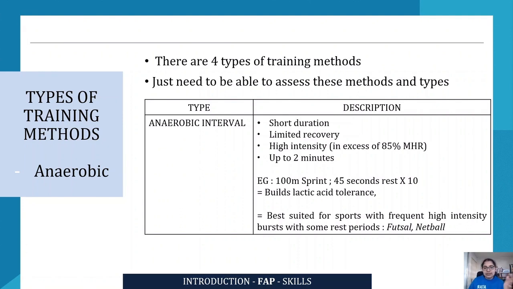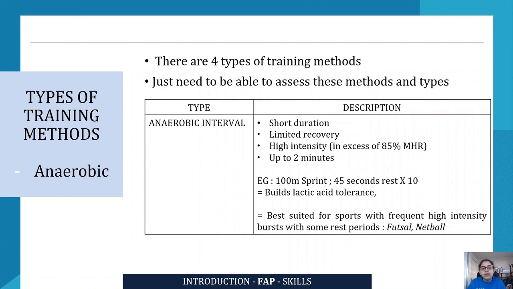So, training methods. There are 4 types of training methods, and you should be able to assess these methods and type. So in anaerobic training, firstly, we've got the anaerobic interval, and this is where it goes on for a short duration. The recovery is limited, so we don't actually take a lot of rest in between. It is high intensity, so you're going in excess of 85% of your maximum heart rate, and each time you're lasting up to like 2 minutes.